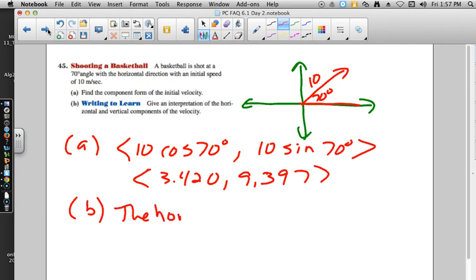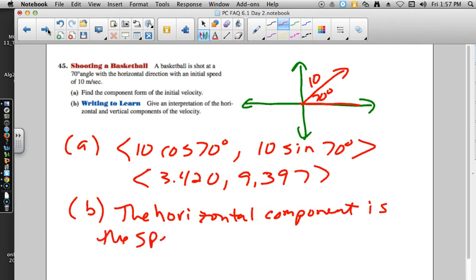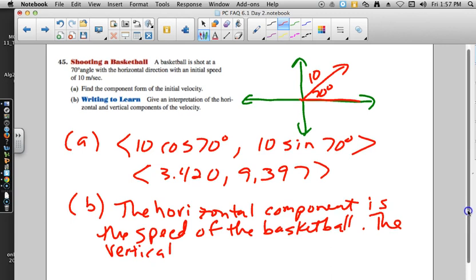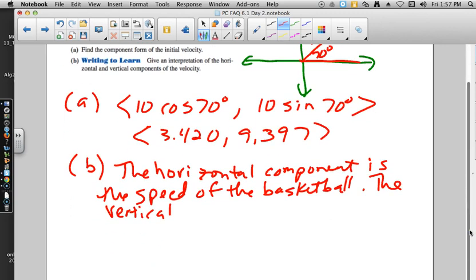So the horizontal component, what is that? Well, the horizontal component is the speed of the basketball. You're taking a shot, and that's how fast the ball is going. But the vertical component, you can't just get away with saying that's going to be the speed of the basketball, because it's not. The vertical component is about, well, it is velocity, not just speed, because we're talking about having this go up and down.